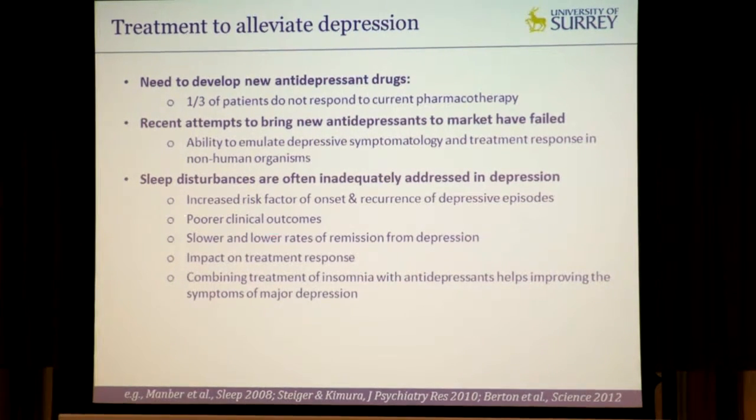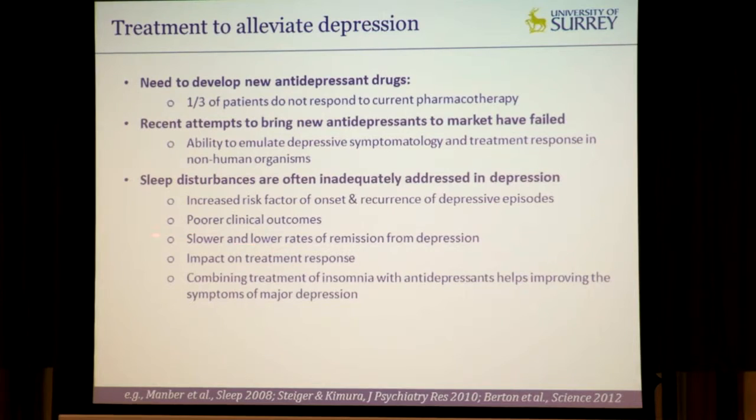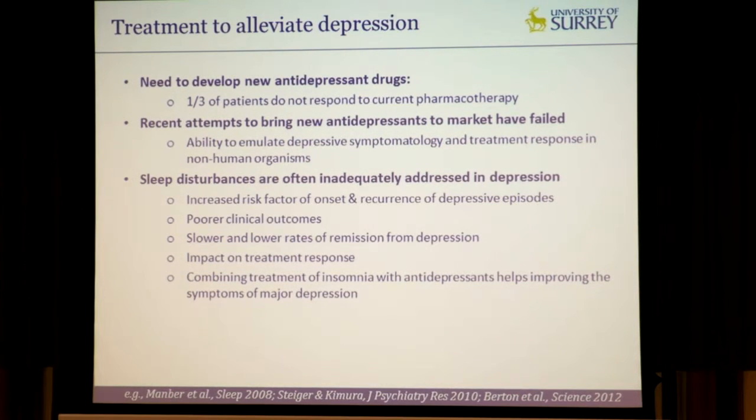So we are focusing in the lab on sleep disturbances because they are inadequately addressed in depression. It's well established in the literature that those sleep disturbances are an increased risk factor for the onset, but also for the recurrence of depressive disorders. They are associated with poorer clinical outcomes and also slower and lower rates of remission. Those sleep disturbances have also been shown to have a negative impact on treatment response. And in contrast, what is positive is that when a treatment of insomnia has been combined with an antidepressant, it has been shown to improve the symptoms of depression.